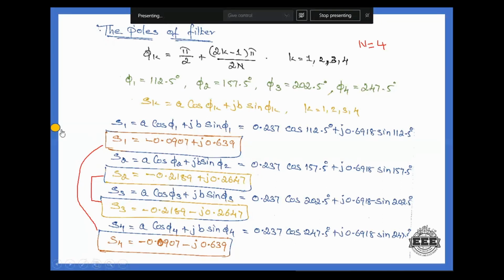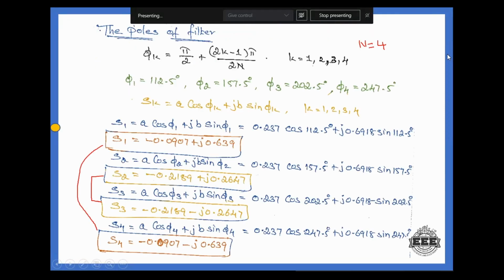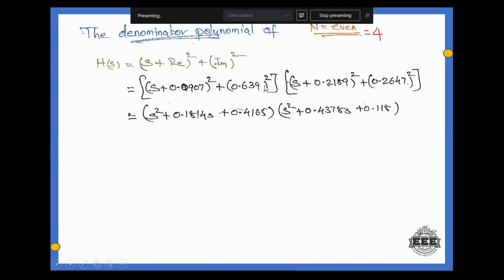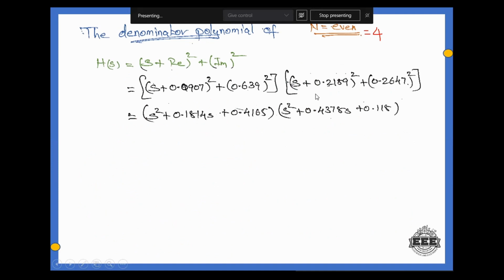0.0907, s plus 0.0907 square plus imaginary value. What is the imaginary value here? 0.639 square. Fine, done. Next, we are expanding this formula again: s plus the second real value. What is our second real value? 0.2189. Then the second imaginary value. By simplifying this, we are getting the denominator value which is here.